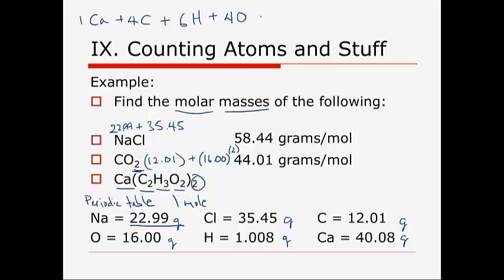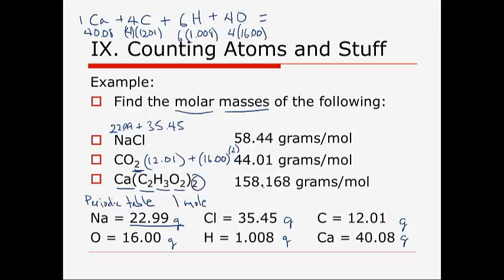Okay, now, how much does all of this weigh? Well, calcium is 40.08. Carbon is 12.01. But I need to multiply it by 4. Hydrogen is 1.008 grams multiplied by 6. And oxygens, I have 4 of them, multiply their mass by 4. All that should give you 158.168 if you add all this up correctly.